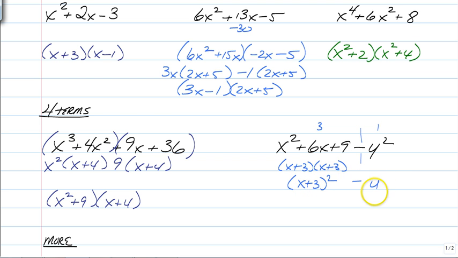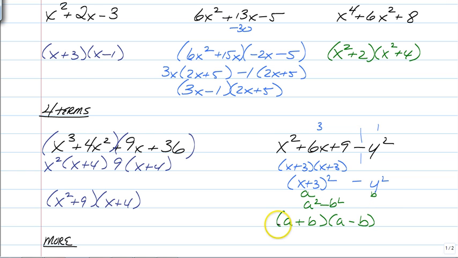And then we have our minus y squared. So you can see that this is the difference of two squares. So if we just call this a and this b, we know that a squared minus b squared would factor to a plus b and a minus b.